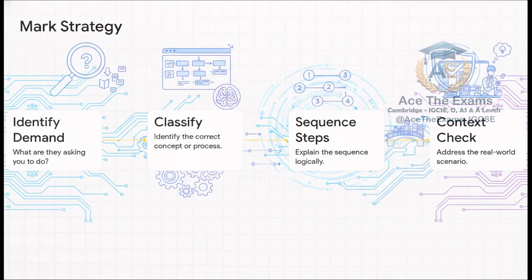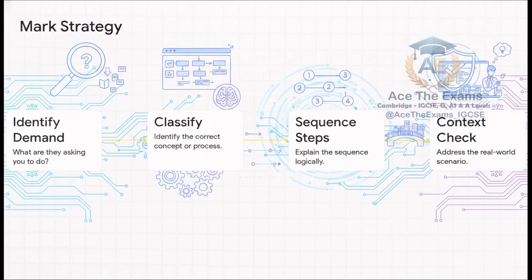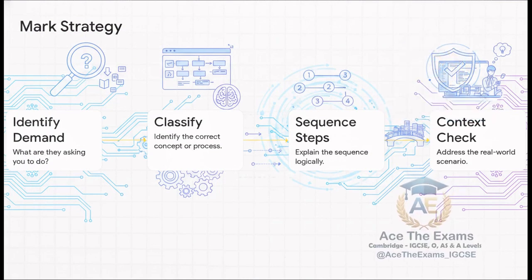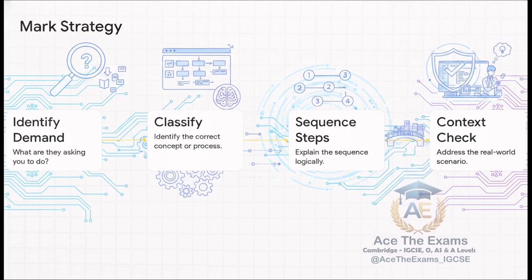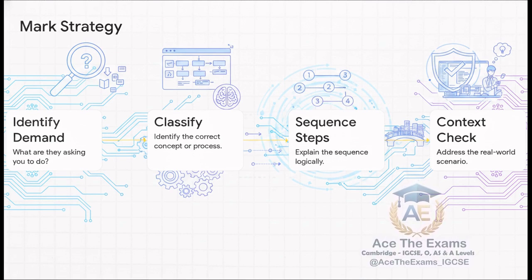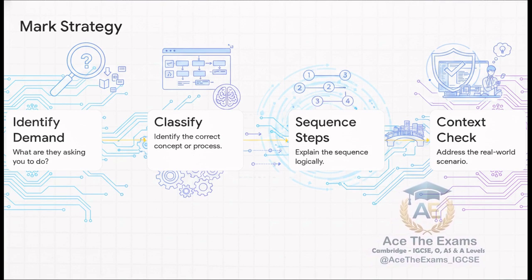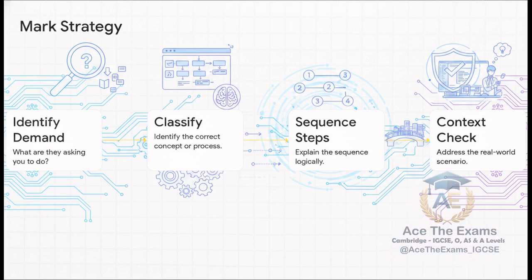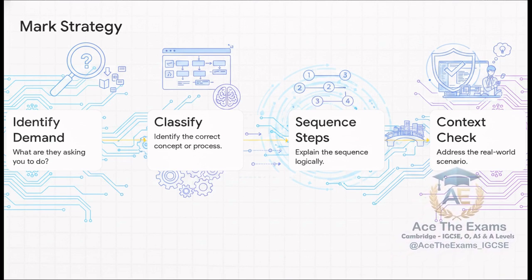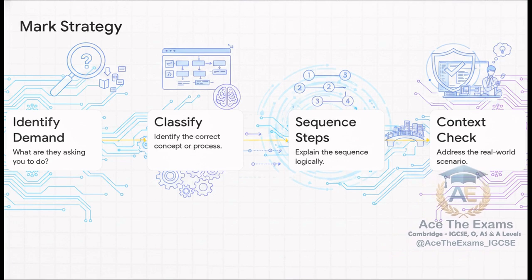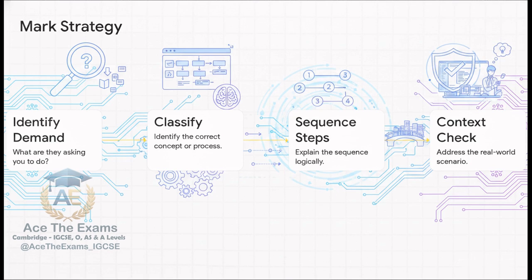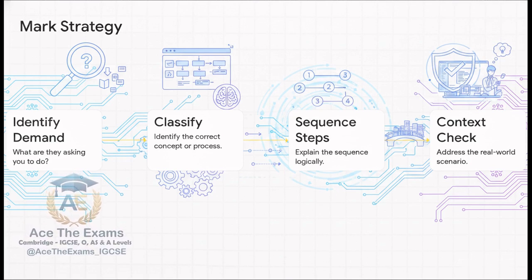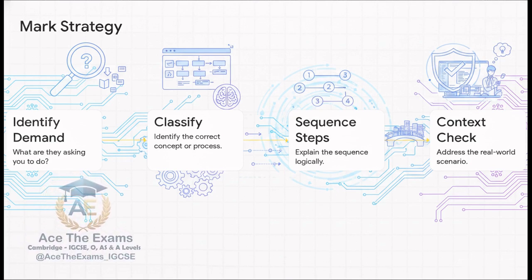So instead of just dumping facts in a random order, you're going to use our 4-step method mark strategy to logically build an answer. Step 1, identify the demand. Like, what are they actually asking you to do? Step 2, classify the correct concept or process. Step 3, explain the sequence step by step. And please, do this without jumping backwards and forwards. Keep it linear. And finally, Step 4, the contextual check. This is where you literally pause and verify if your answer directly addresses the real-world scenario given in the prompt.